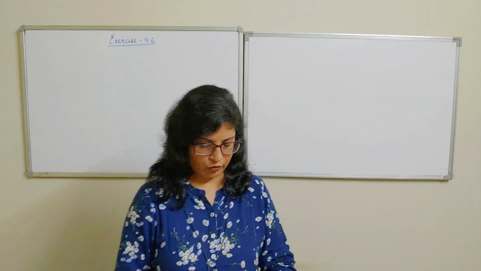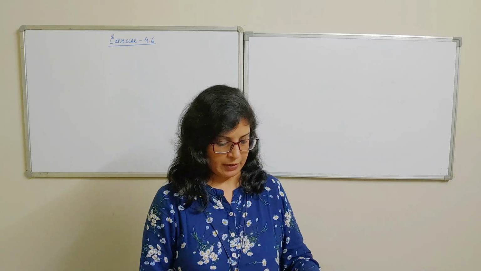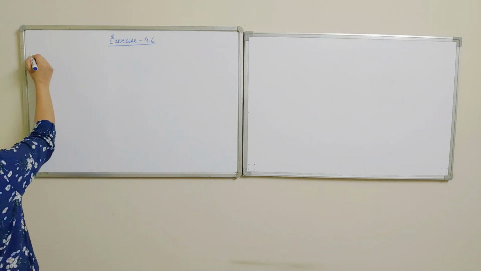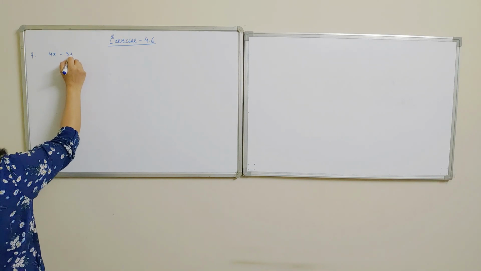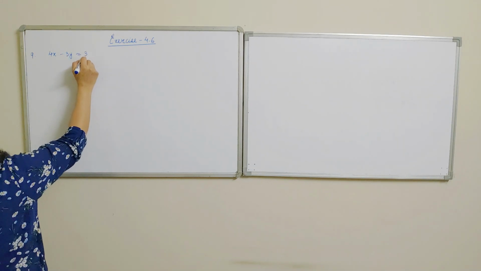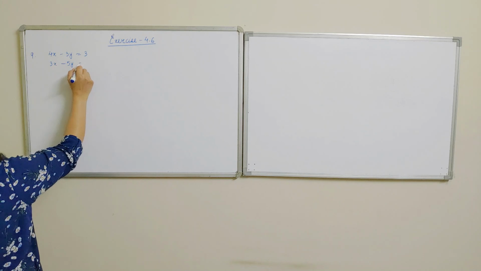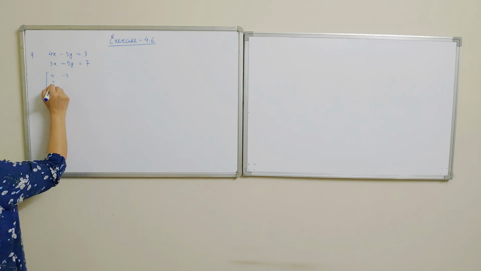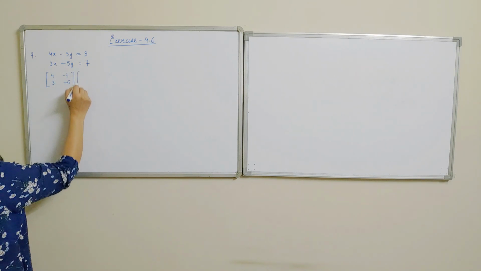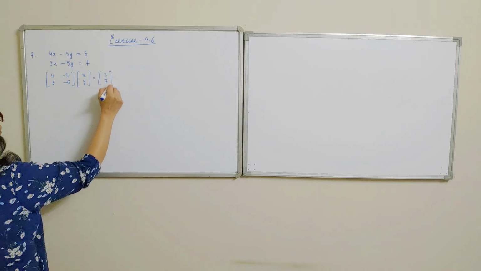So now we have the second set of questions which says solve the following system of linear equations using matrix method. Okay, so here let's start with question number 9. Linear equations 4x minus 3y is equal to 3, 3x minus 5y is 7. So 4 minus 3, 3 minus 5, matrix X and matrix B.